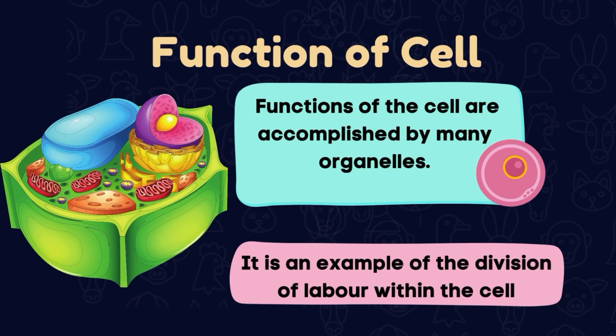What is the function of cell? Functions of the cell are accomplished by many organelles like mitochondria and ribosomes that perform specific functions. It is an example of the division of labor within the cell. The diagram shows the many organelles inside the cell. These organelles are specific for doing specific work.